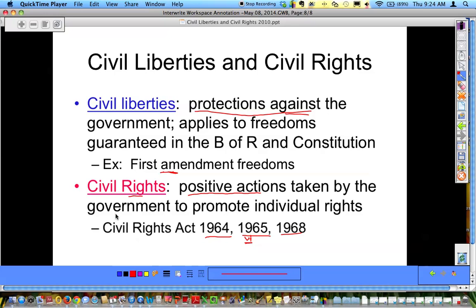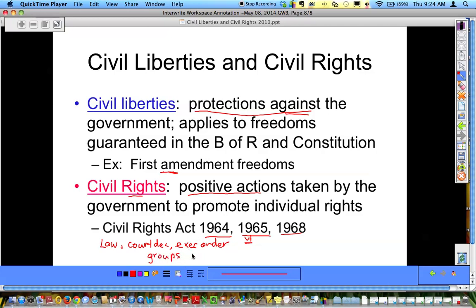When you look at civil rights, they are usually done in Congress by making laws, through the courts, through interpretation of court decisions, and by executive order. And civil rights really protect groups who have been discriminated against in the past.